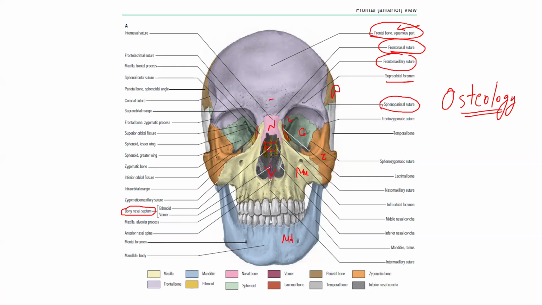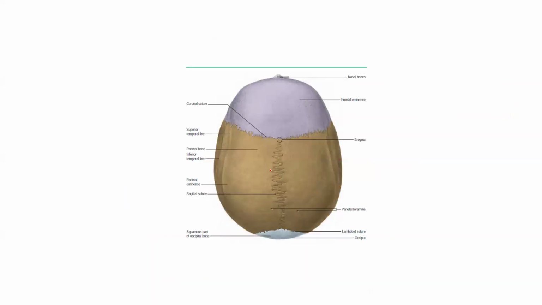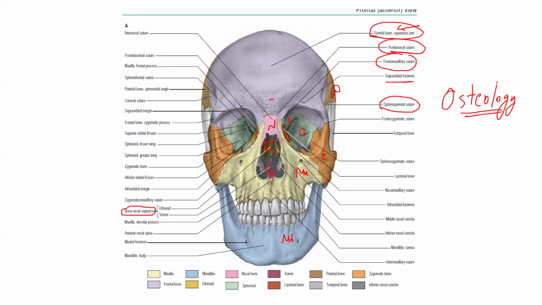sphenoparietal suture. Now, in the upper view of the skull, let's see first the parietal bone, because from here it is not very evident. Here, if you see, this is the frontal bone. These are the parietal, and this is the occipital bone. Okay. So, if you see this brownish color, this is the parietal. And the sphenoparietal suture is between the sphenoid bone and the parietal bone.